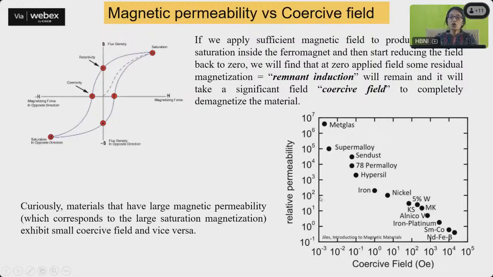Now we will talk about magnetic permeability versus coercive field, and how it looks. If we apply a sufficient magnetic field to produce complete saturation inside the ferromagnet, then we start reducing the field back to zero.